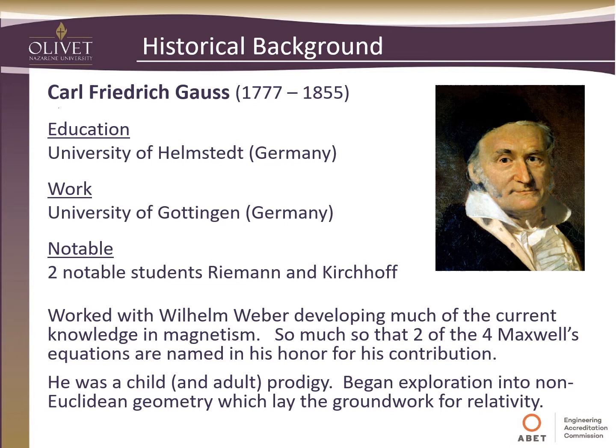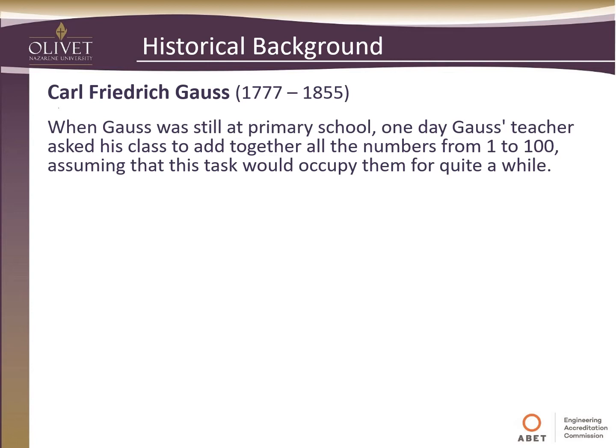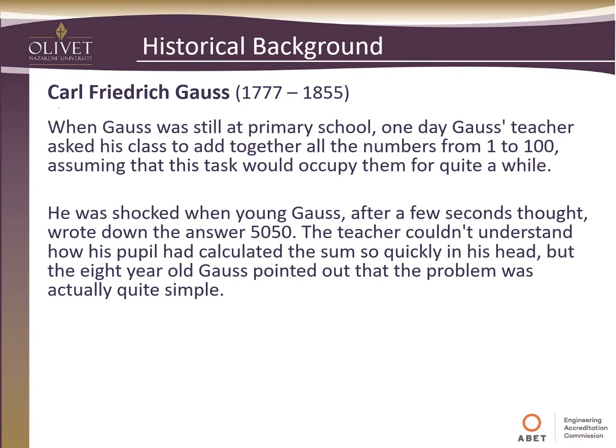One quick story about Gauss as a child prodigy that you may have heard or may not, but it's an interesting story. When Gauss was still in primary school, one day his teacher asked the class to add together all the numbers from 1 to 100. Some stories say it was because Gauss was in trouble. But anyway, the teacher assumed that this task would occupy the students for quite a while. The teacher was shocked, though, when Gauss, after just a few seconds of thought, wrote down the answer of 5,050. So 5,050 is the sum of all the numbers from 1 to 100.